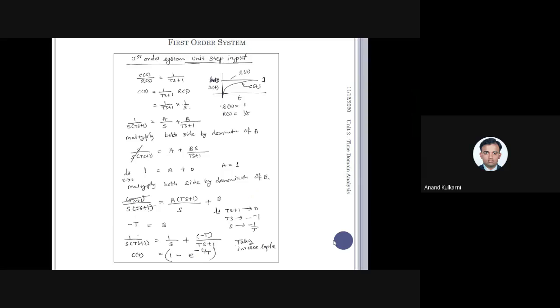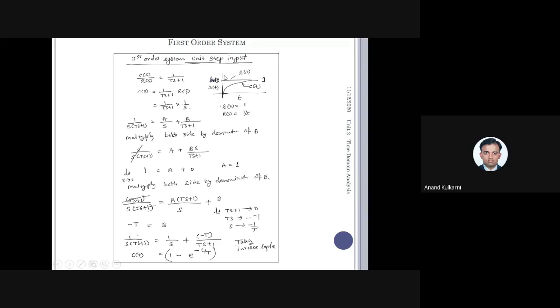So in the previous class, I told you I will give you the complete derivation. See here, this is the first derivation, which we did in a shortcut by missing out some steps in the previous class. Here it is a complete derivation. You can see the first order system for unit step input.